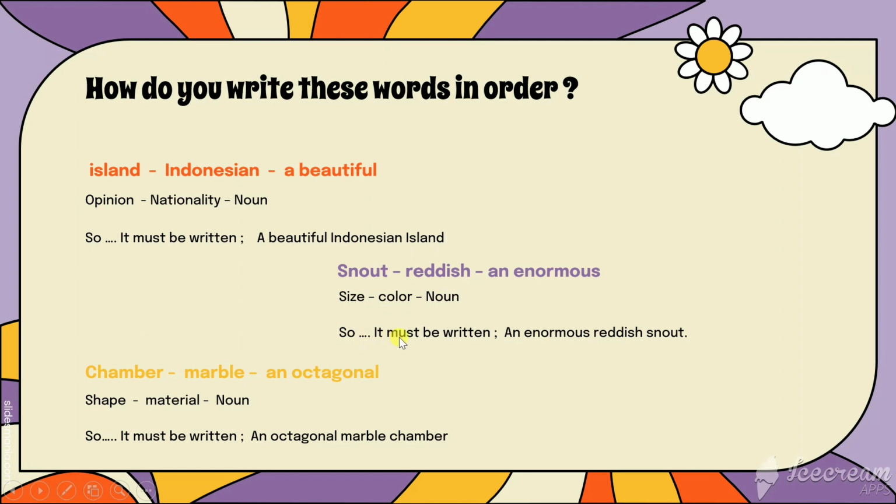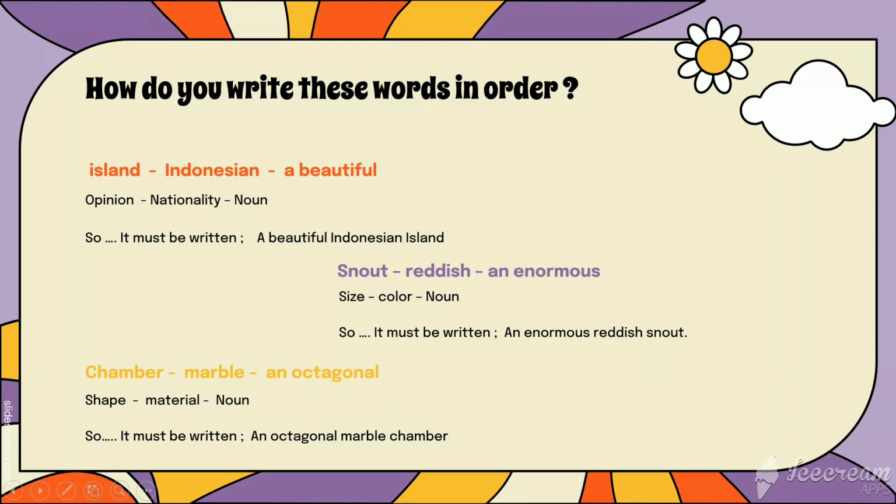Yeah, so it must be written based on this order: an enormous reddish snow. You are right. Okay, and the third example, there are three words here: chamber, marble, and octagonal. Remember, chamber is a kind of noun, and marble belongs to material. You are right. And octagonal is shape.